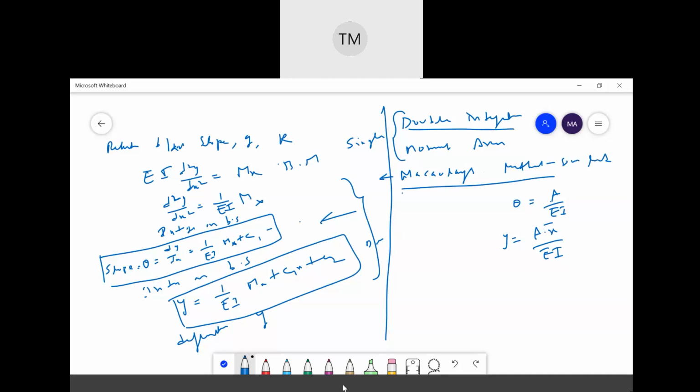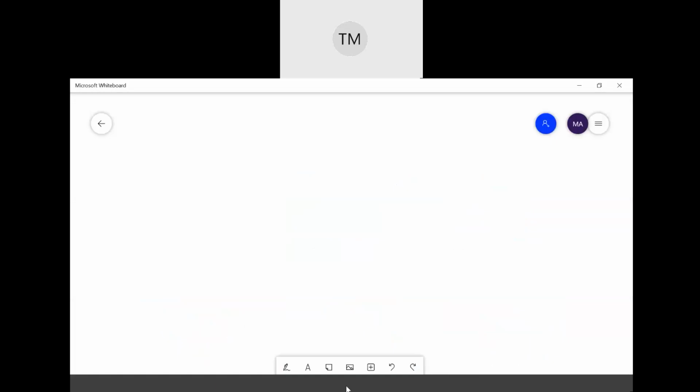We will solve one simple problem using double integration method: deflection of a simply supported beam carrying a point load at the center. Up to here, is it clear? Now I am moving to a small derivation. You have a standard derivation for the double integration method, that is a simply supported beam with a point load at the center. So I am moving to it.